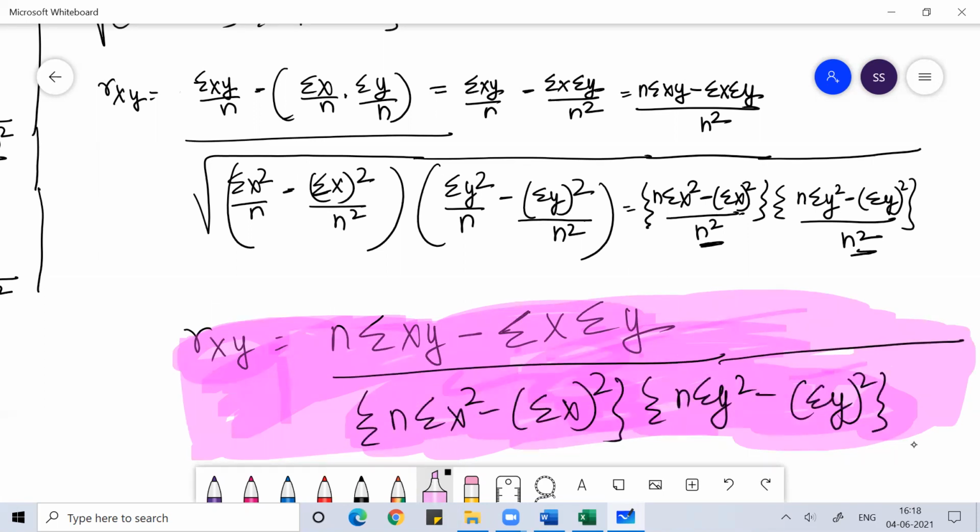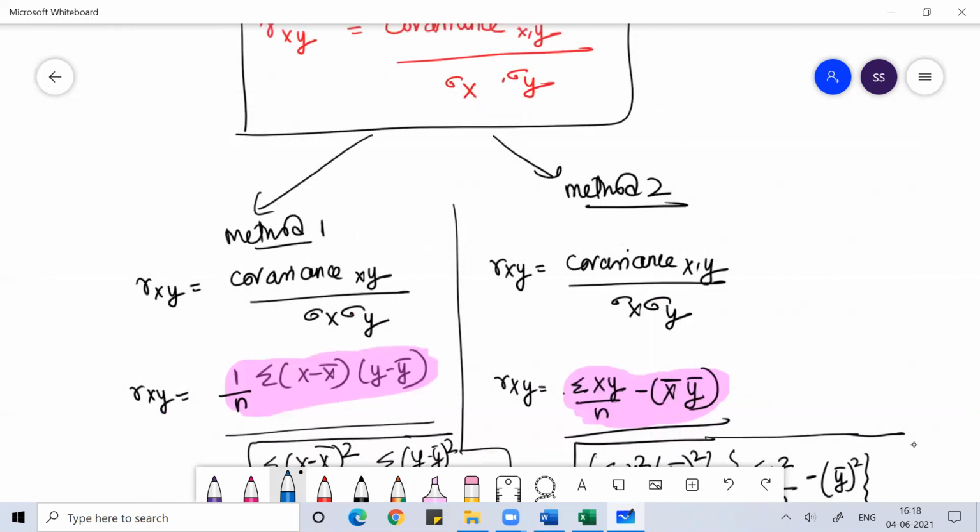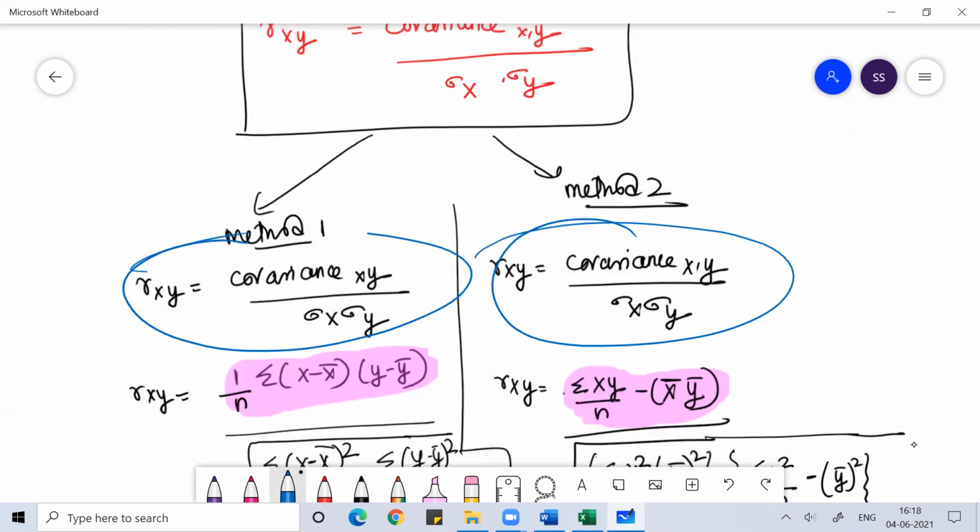Anyone, any doubt? So guys, you just need to remember this. You don't need to remember the derivation. Remember this, this is more than enough. I'm just showing you the steps of getting the answer. It doesn't mean that you have to remember the steps also.